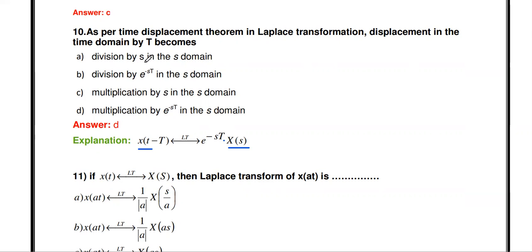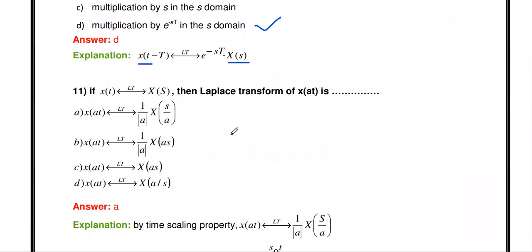One is division by s in s domain, division by e power minus sT in s domain, multiplication by s in s domain, multiplication by e power sT in s domain. So here, multiplication by e power minus sT in s domain is the answer. If you are taking the Laplace transform for the time shifted signal, the answer is that X of s is multiplied by e power minus s into that shifted value T. Okay, this is the one.